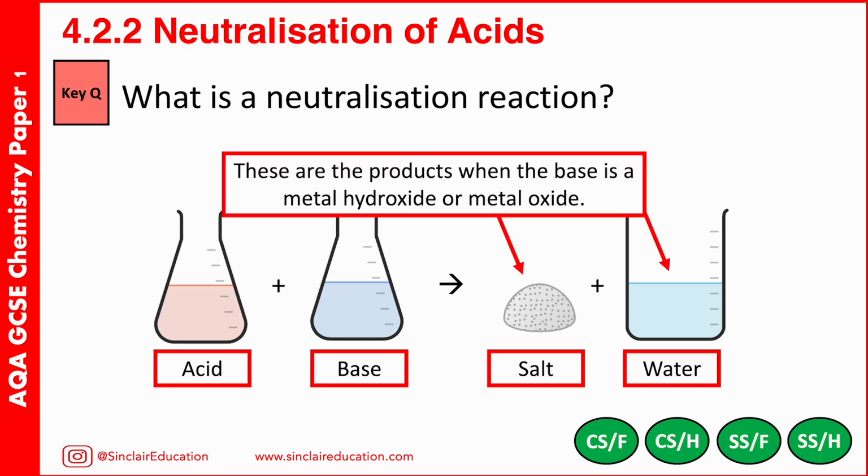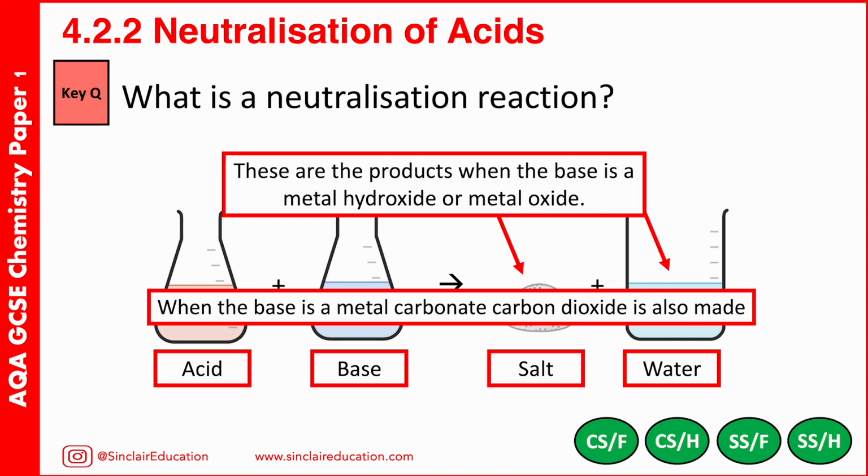We've got a couple of different bases to be aware of. Examples of bases can include metal hydroxides or can include metal oxides as well as carbonates. And these are any chemical that can react with an acid in a neutralisation reaction. So if our bases are either metal hydroxides or metal oxides, we're going to make a salt plus water. However, if we also have a metal carbonate as our base, then we will, on top of our salt and water, also make carbon dioxide as another third product.